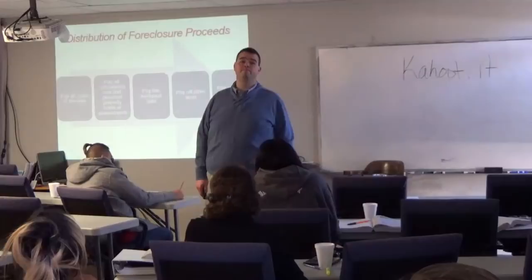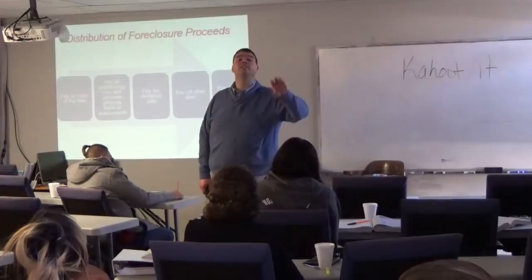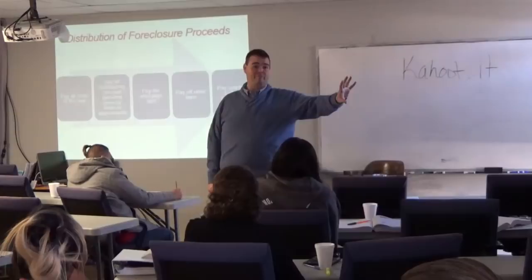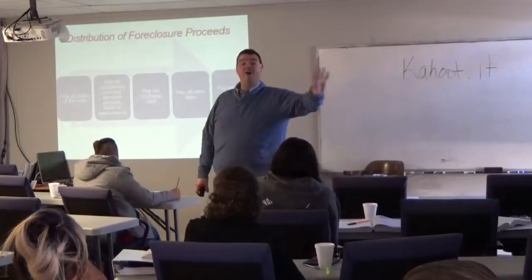So does the mortgage debt just disappear after that, if they sell the property for less? The mortgage is gone as soon as it goes through foreclosure. Okay. Foreclosure process strips every lien away from that property. So as soon as Bank of America buys it at the foreclosure auction, they no longer have a lien on the property. They're just simply the owner.